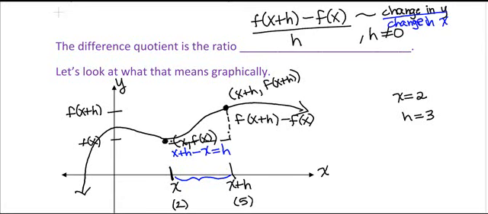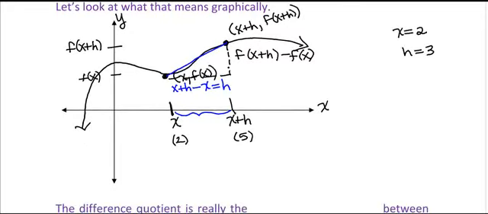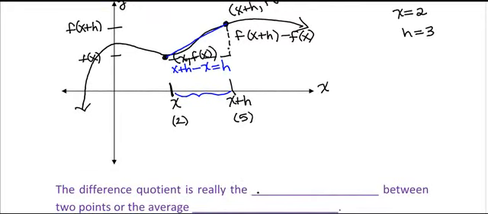Yeah, it's the slope of the line that goes through those 2 points. And so we can really think of the difference quotient as being the slope of the line between the 2 points.